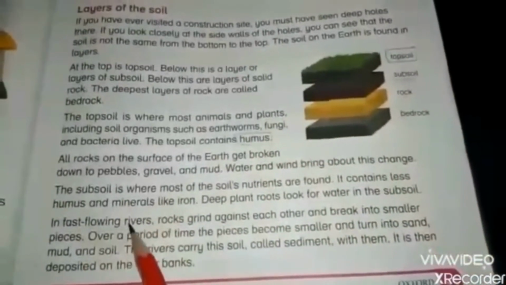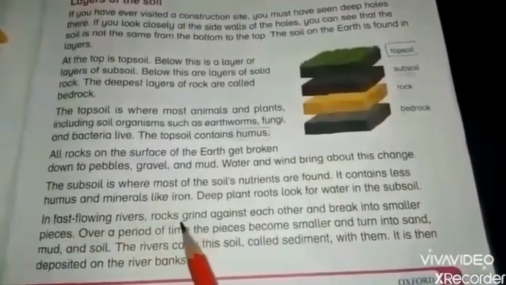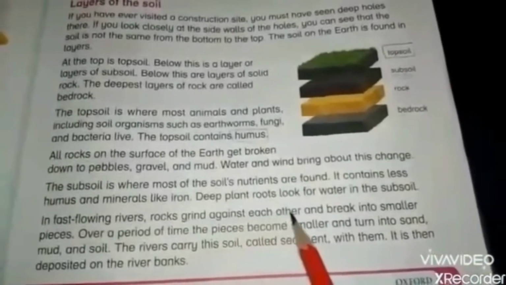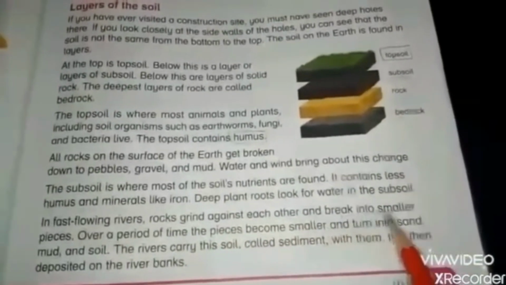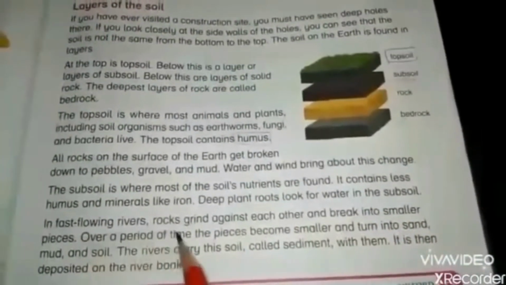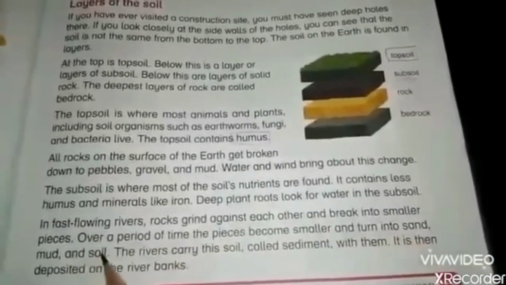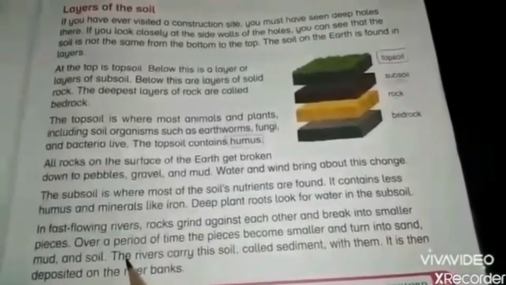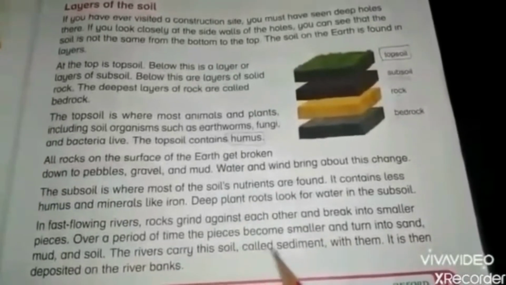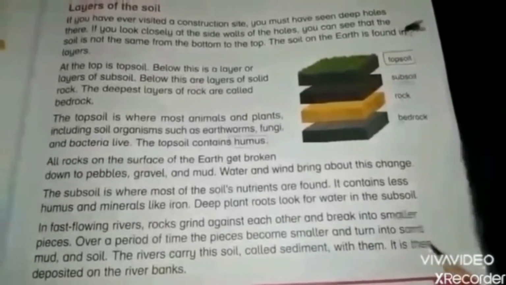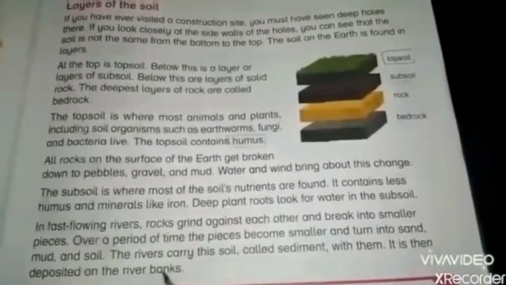In fast-flowing rivers, rocks grind against each other and break into smaller pieces. Over a period of time, the pieces become smaller and turn into sand, mud and soil. The river carries this soil, called sediment, with it. It is then deposited on the river banks.